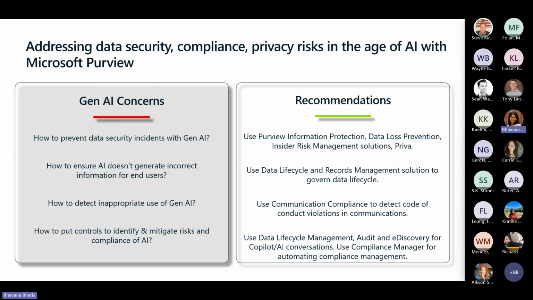Now let's go back to the customer concerns that we discussed earlier and see how Microsoft Purview can help address those concerns. So the first concern was how can customers prevent any potential data security incidents with generative AI? Well, with Microsoft Purview data classification dashboard and Microsoft Priva, our customers can get visibility into the risks associated with the sensitive data first. Then with Defender for Cloud Apps, you will also get visibility into how generative AI apps are used in your organization, and then you can manage them securely.